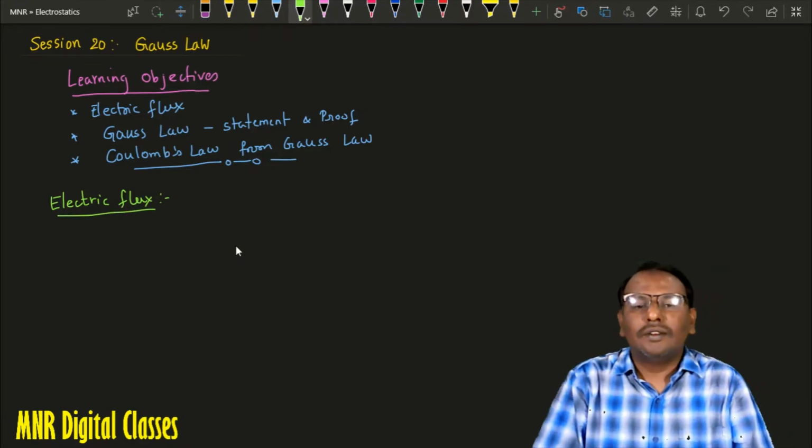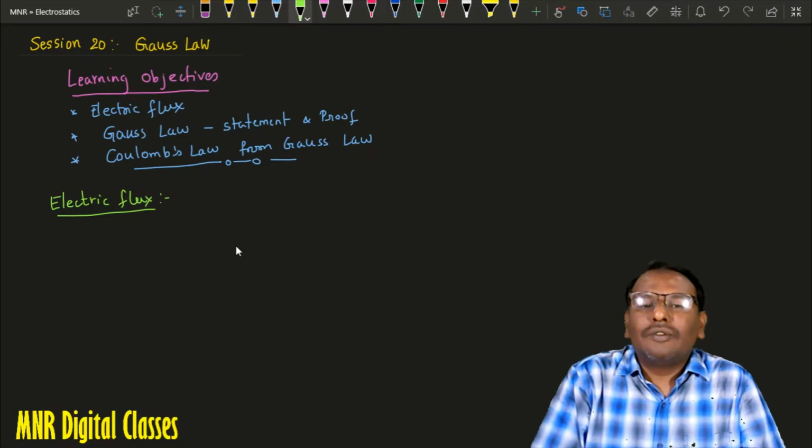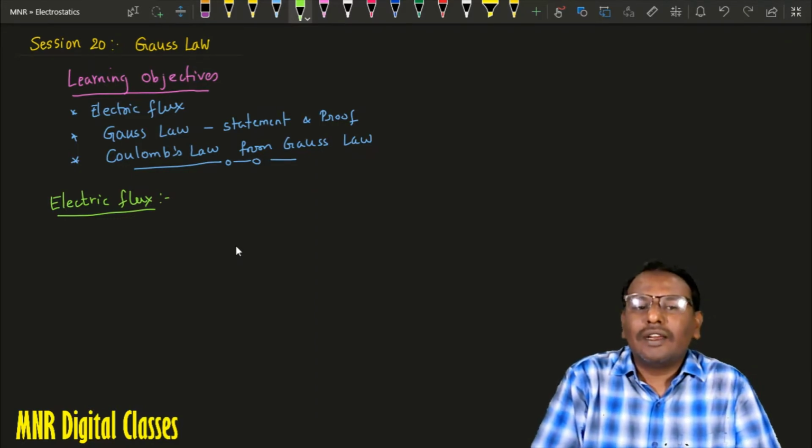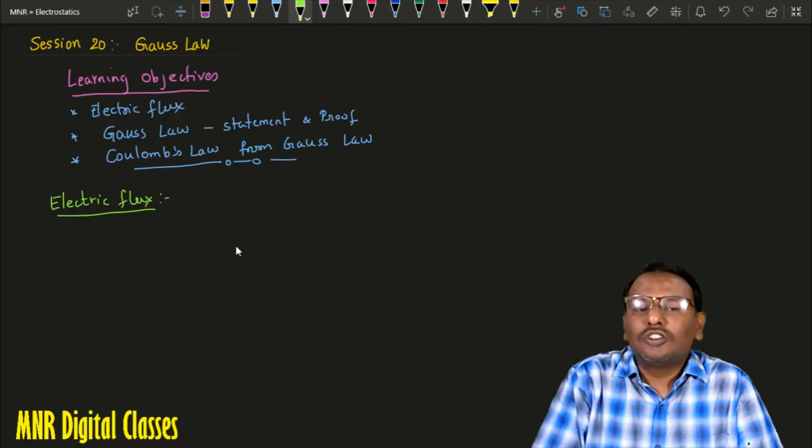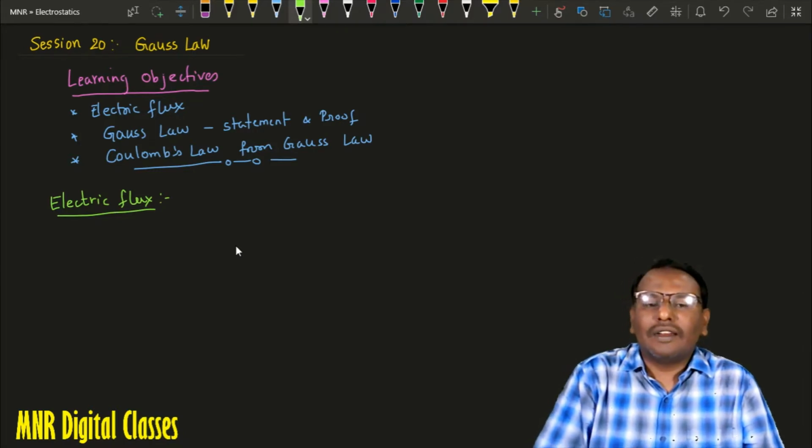We know that an electric field line is the imaginary line drawn in an electric field such that a unit positive test charge tends to move along that imaginary line. That is the concept of electric field lines. Now, in a region of electric field, if we consider a unit surface area, the number of lines of force passing through this area normally gives the measure of electric flux.